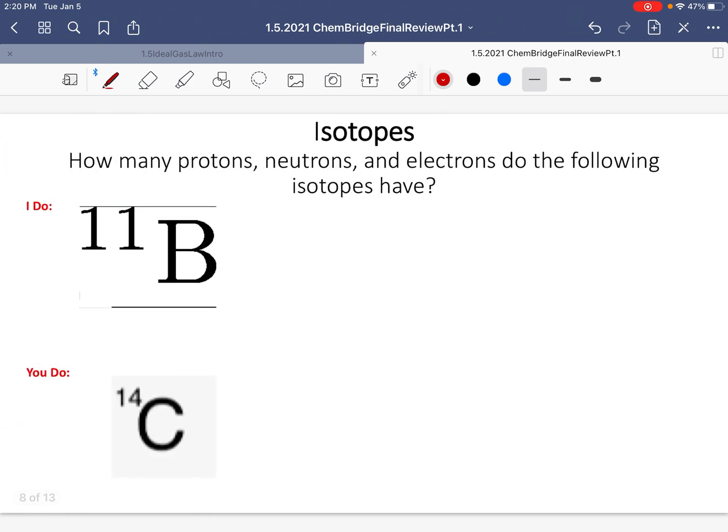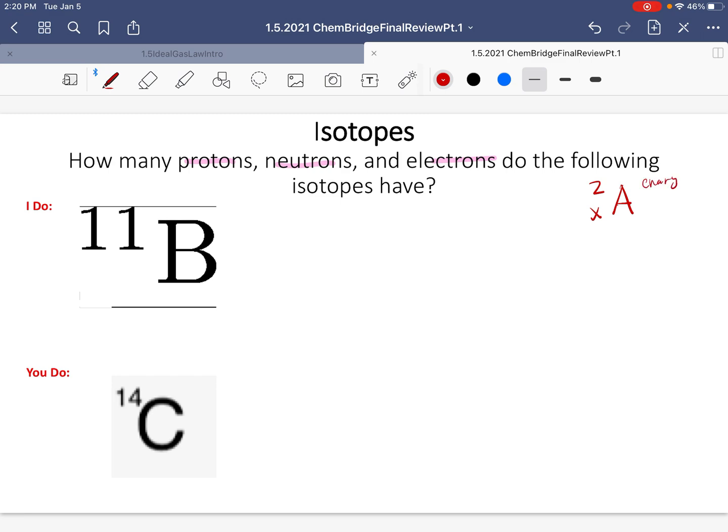Okay guys, isotopes. How many protons, neutrons, and electrons do the following isotopes have? Protons, neutrons, and electrons. This is something we learned before. It is pretty easy. So if you remember the standard notation, here is the charge.